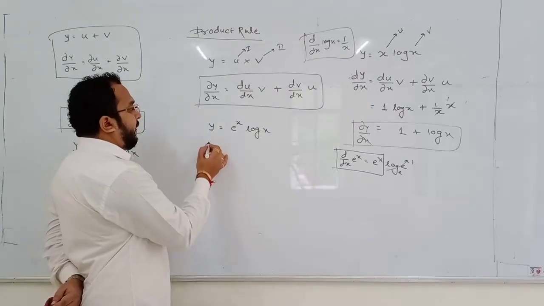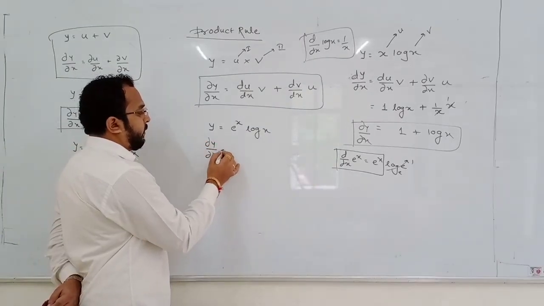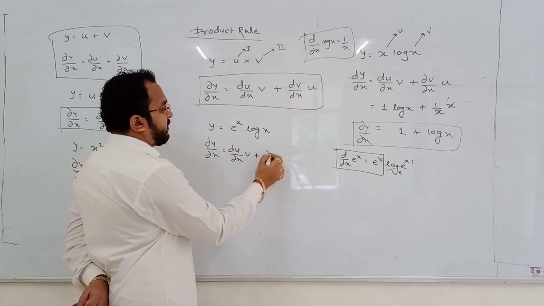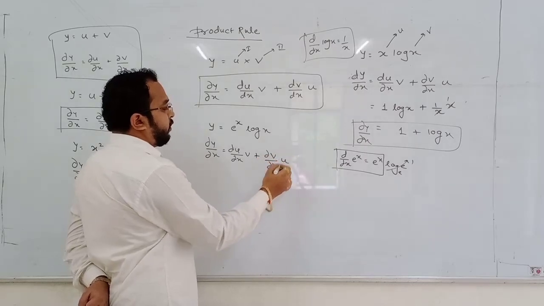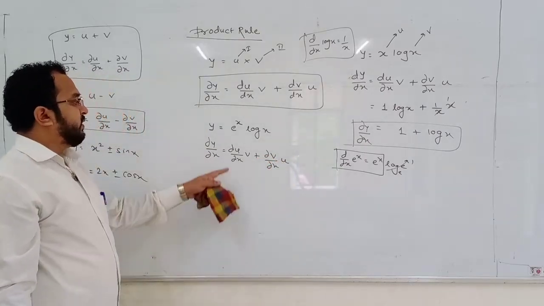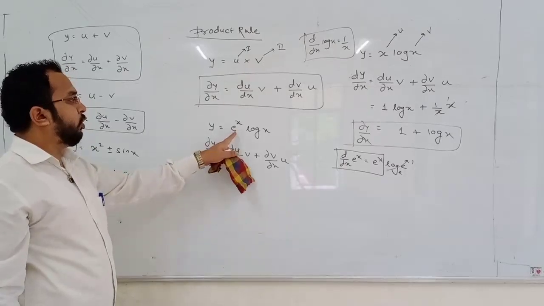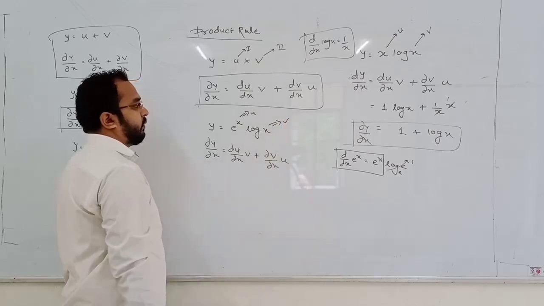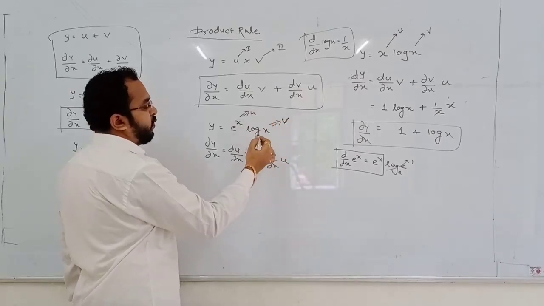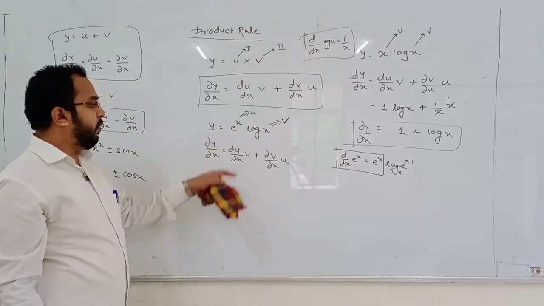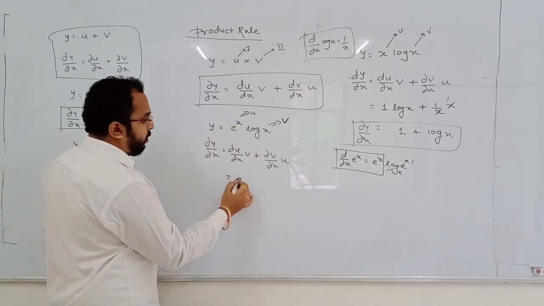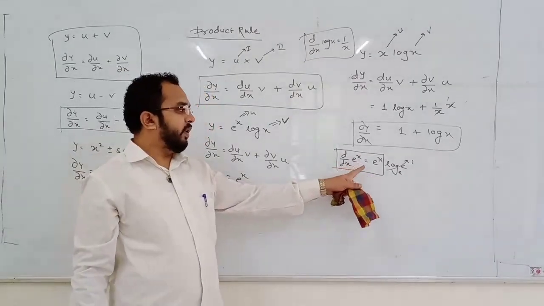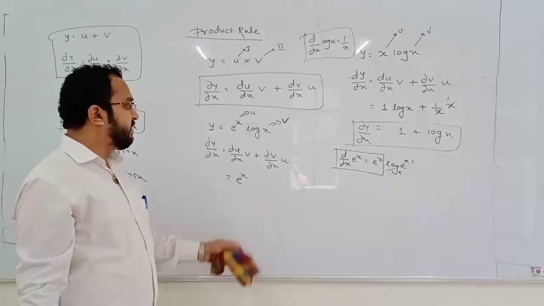So here again, what will be dy by dx? Differentiation of first into second function plus differentiation of second into first function. What is the differentiation of e to the power x? This is first function, this is u and this is v. e to the power x is u and log x is v. Differentiation of e to the power x is e to the power x itself. It will remain as it is.